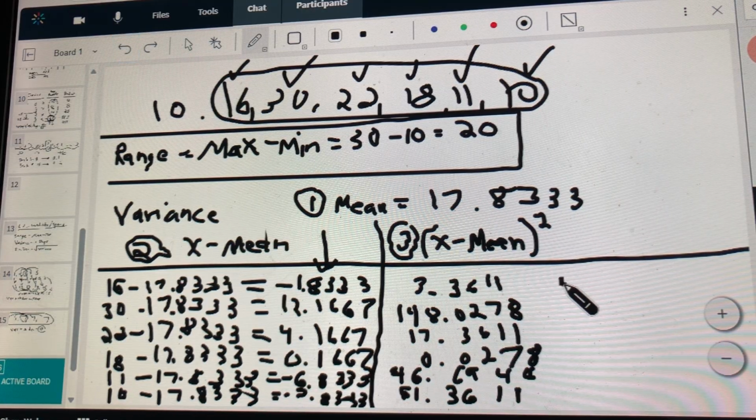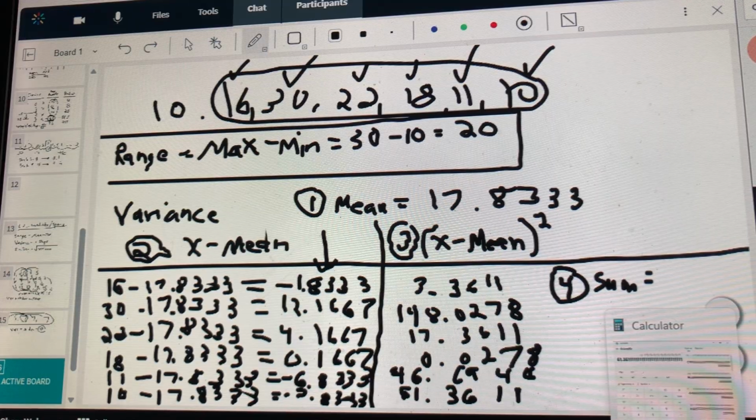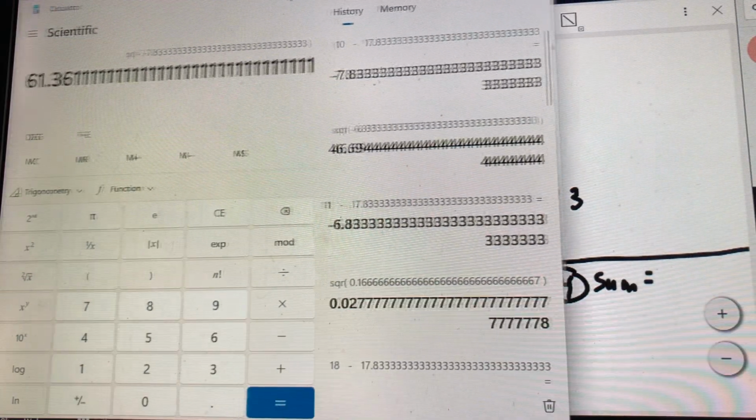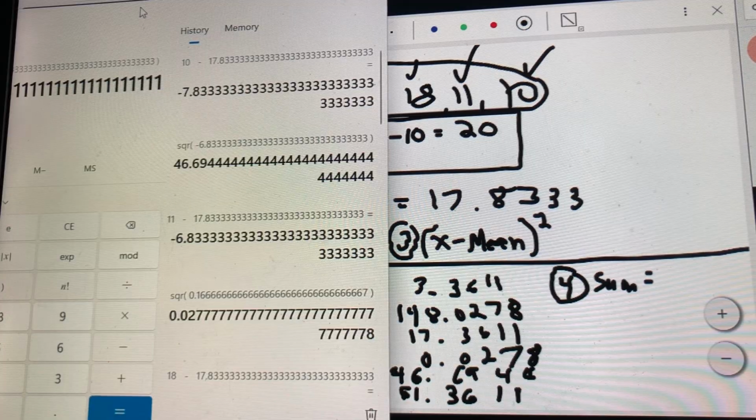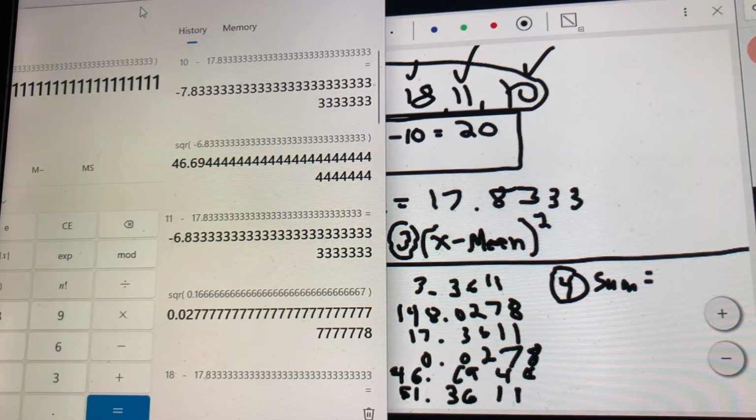So step 4 is you want to add up the step 3 numbers. Sum up the step 3s. Because if you sum up step 2, it'll always be 0, so that clearly wouldn't make sense to do. So let me see if I can put this where we can see it all.